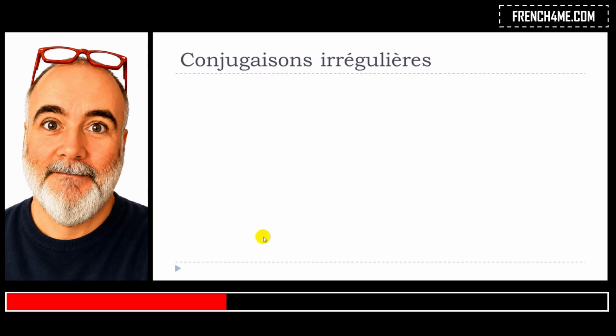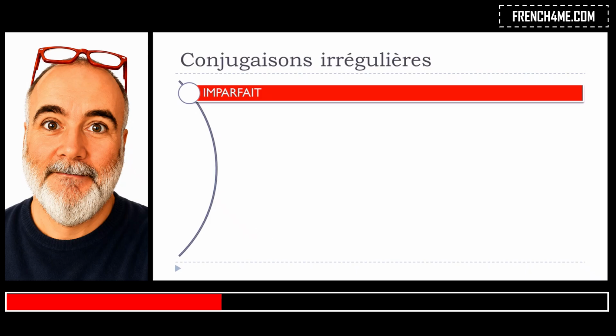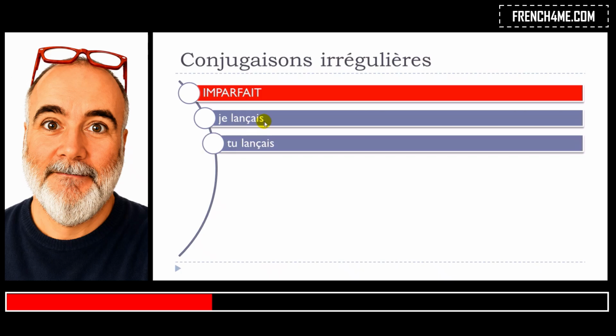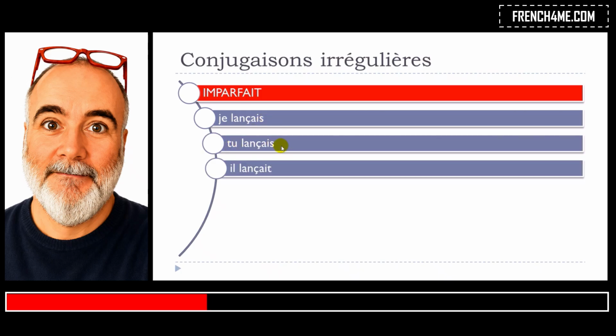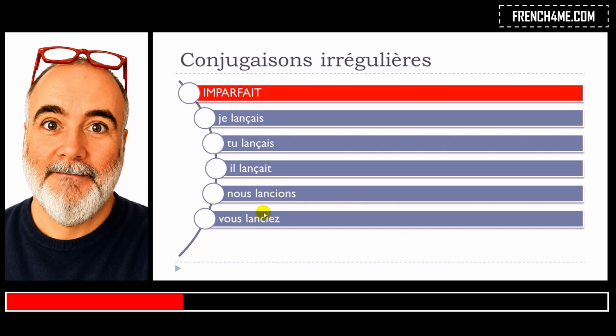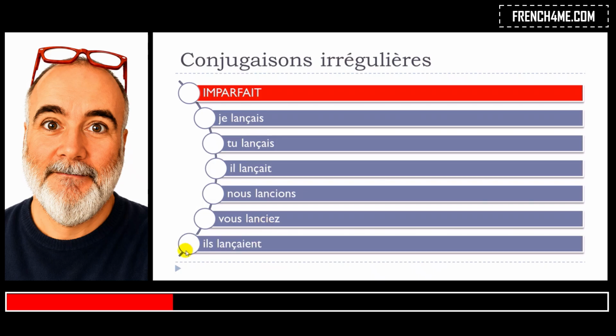So let's have a look at the imparfait form. The imparfait goes like je lançais, tu lançais, il lançait, nous lancions. You can see that here you don't need to put the cédille because when you combine c and i, it's the sound s. Vous lanciez, exactly the same thing for the same reason. And then ils lançaient. So you can see the modifications here, here, here, and here.